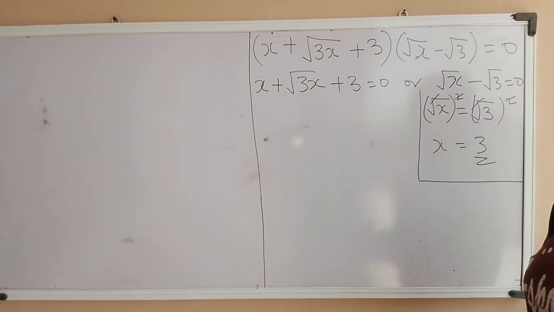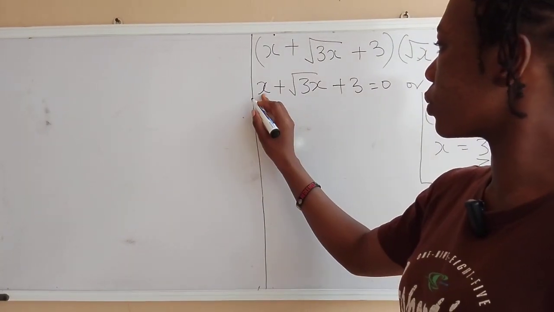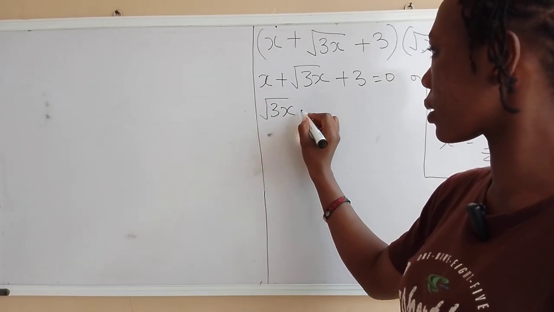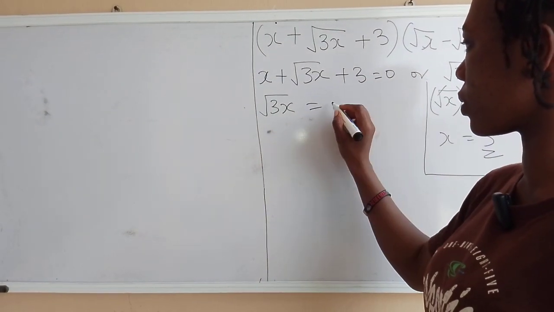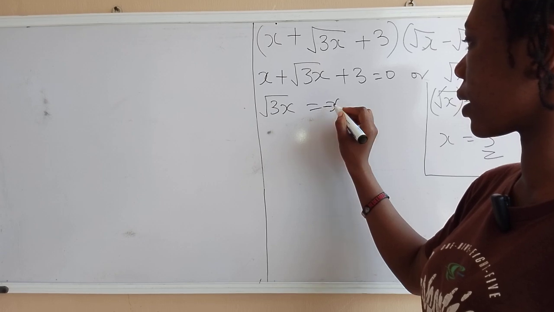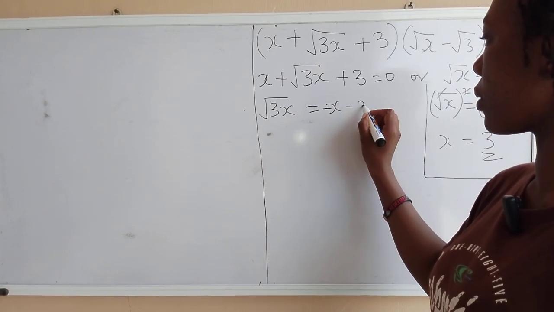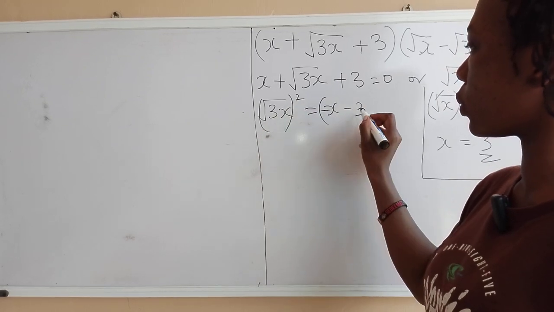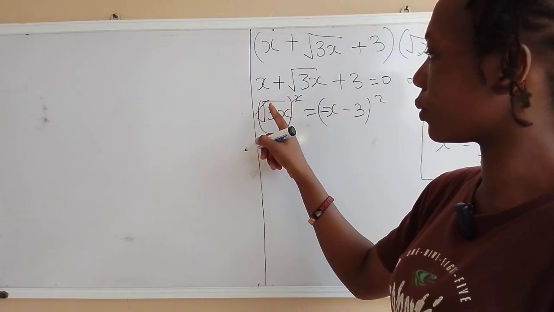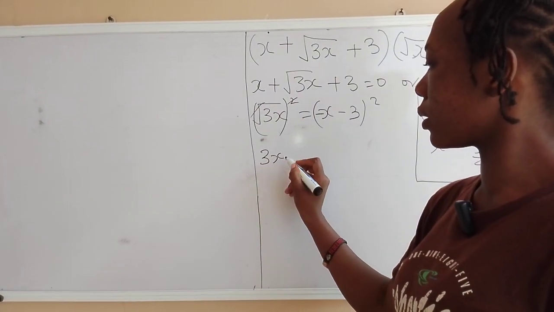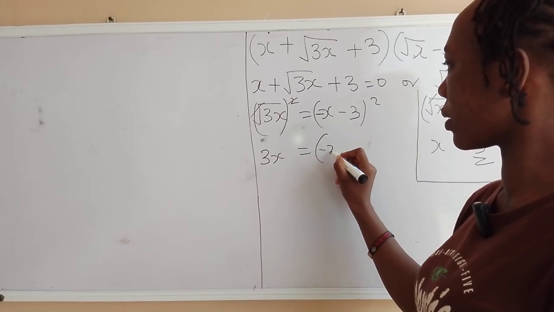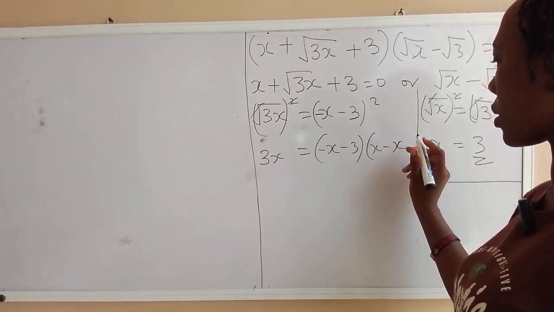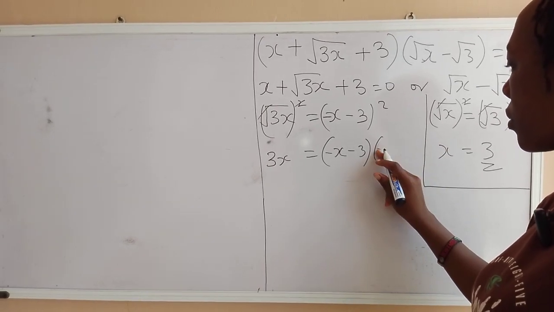But this one, let's go. We're going to move all the single numbers to the other side. So we have square root of 3x equals, when they come to this side, it becomes minus x minus 3. So what do we do? We square both sides to be able to remove the square root. So we have 3x here, and then this is minus x minus 3, all squared.